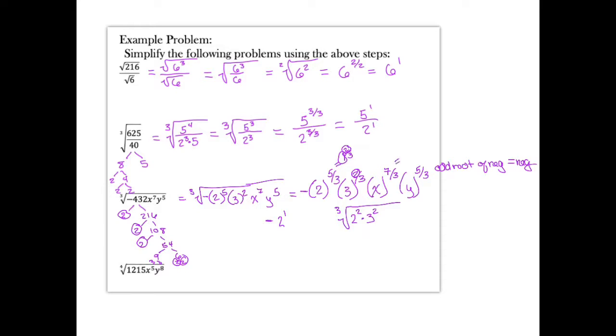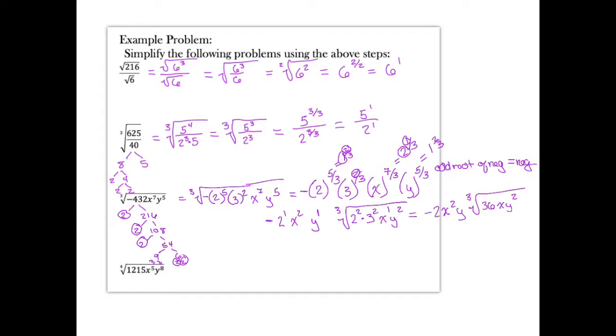X to the 7/3, we know that 7/3 simplifies to 2 1/3. Again, this is a remainder. So what we have is x squared, that is the 2 to the mixed number. And then we have x to the first power inside. And then we go with 5/3. So 5/3 simplifies to 1 2/3. So this gives us y to the 1 on the outside and y to the second on the inside. So then when we simplify this out, we get negative 2x squared y times the cube root of 4 times 9, which will give us 36 xy squared.